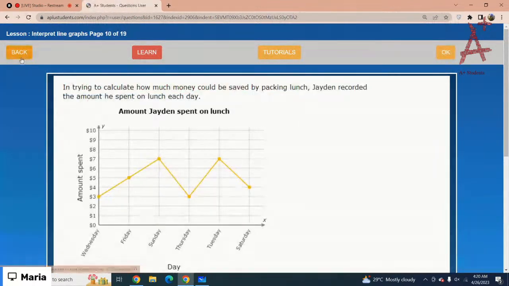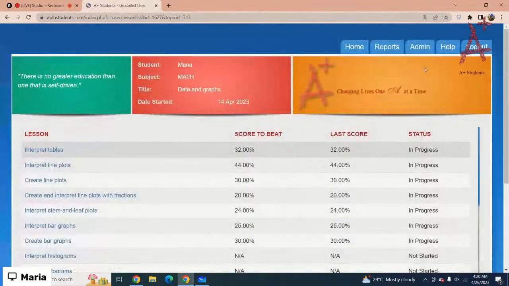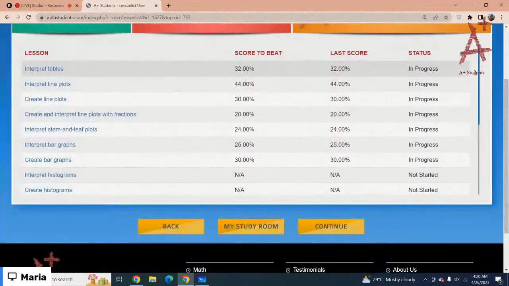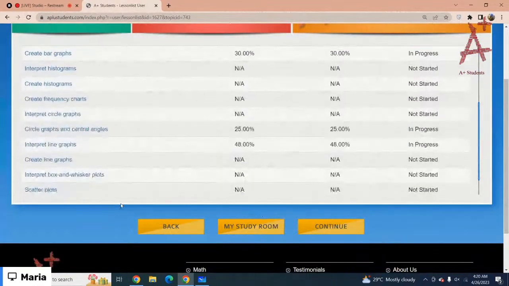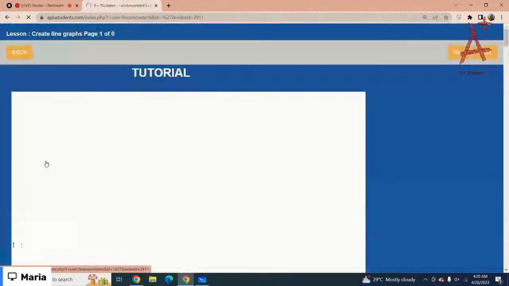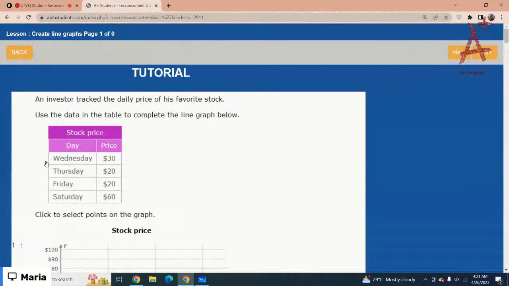Okay, you can complete the test by yourself later today. Let me just move on to the next lesson. And the next lesson is create line graphs. Okay, an investor tracked the daily price of his favorite stock. Use the data in the table to complete the line graph below. Click to select points on the graph.